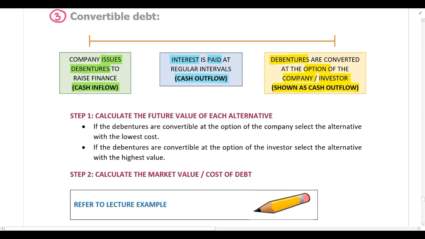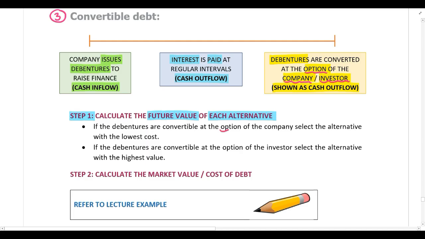Now guys, you should approach this calculation in exactly the same way as we approached the calculation for convertible preference shares. You'll remember I broke the calculation down into 2 steps. And I told you in step 1, we are going to calculate the future value of each alternative. And after you've calculated the future value of each alternative, you need to decide what's going to happen. And that depends on whether the debentures are going to convert at the option of the company or the investor.